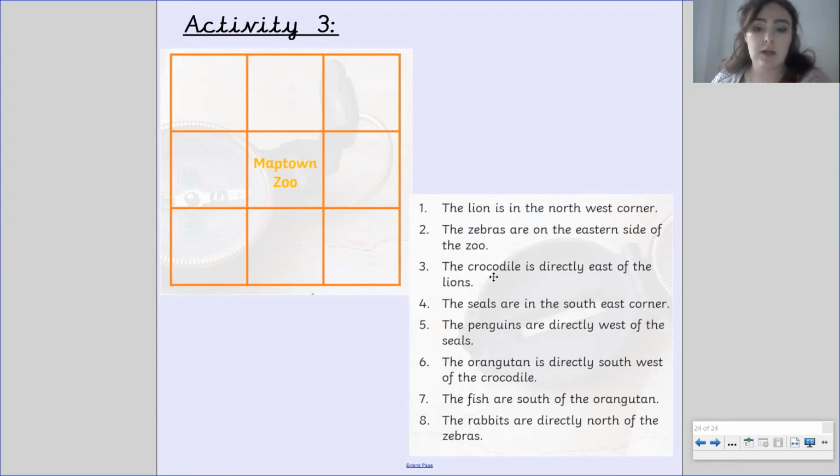Number 3, the crocodile is directly east of the lions. Number 4, the seals are in the southeast corner. Number 5, the penguins are directly west of the seals. Number 6, the orangutan is directly southwest of the crocodile. Number 7, the fish are south of the orangutan. And number 8, the rabbits are directly north of the zebras. So you need to work through this, questions 1, 2, 3, 4, 5, 6, 7, and 8 in order to help you answer the questions and locate them on the map.